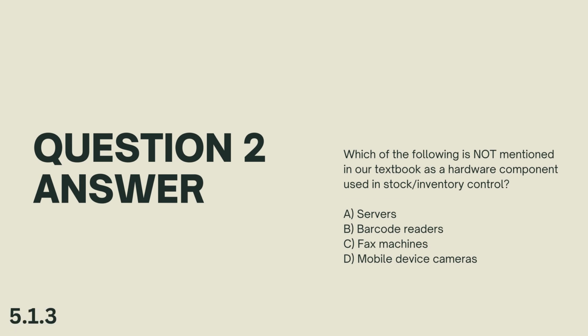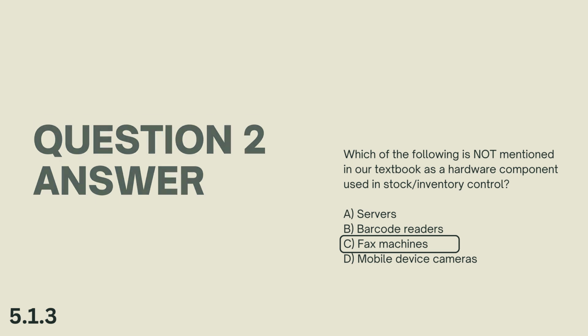Which of the following is not mentioned as a hardware component used in stock and inventory control? A. Servers. B. Barcode readers. C. Fax machines. D. Mobile device cameras. The correct answer is C. Fax machines. In our next segment, we'll explore the differences between traditional and cloud-based technologies for business communication and collaboration.